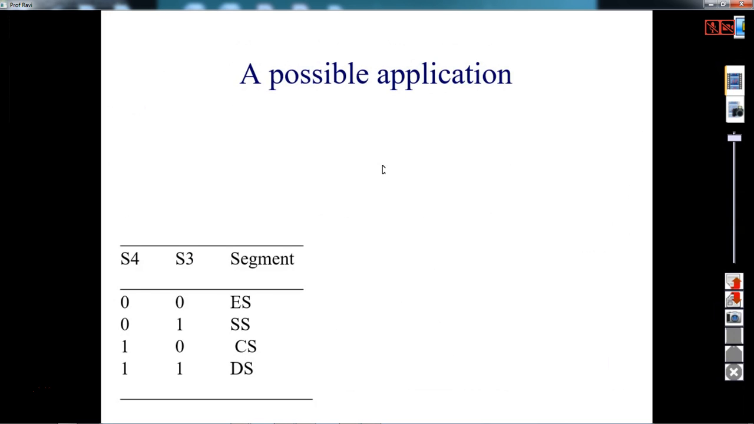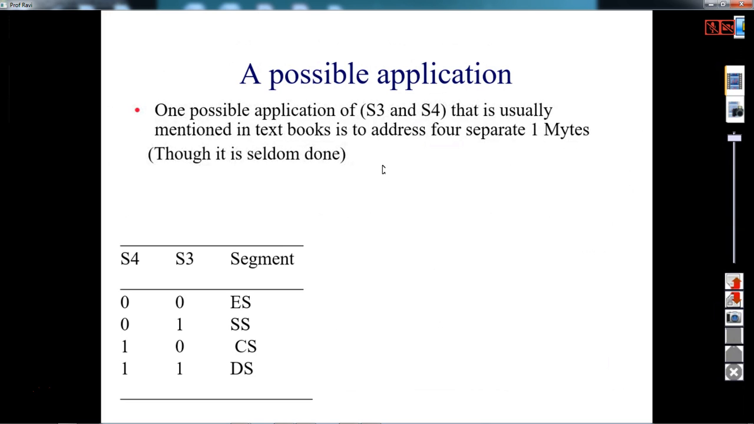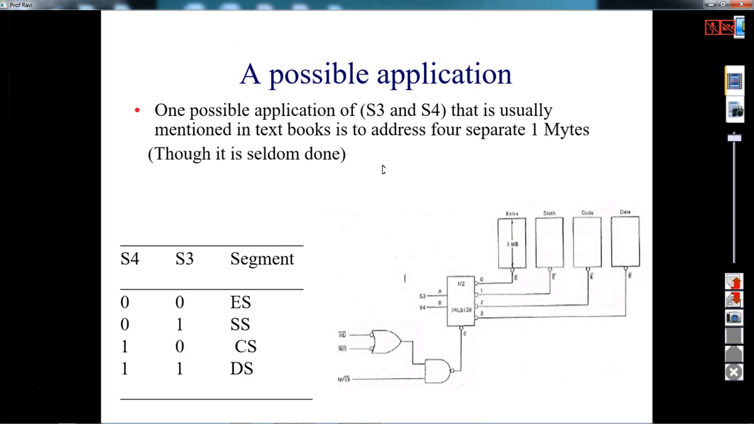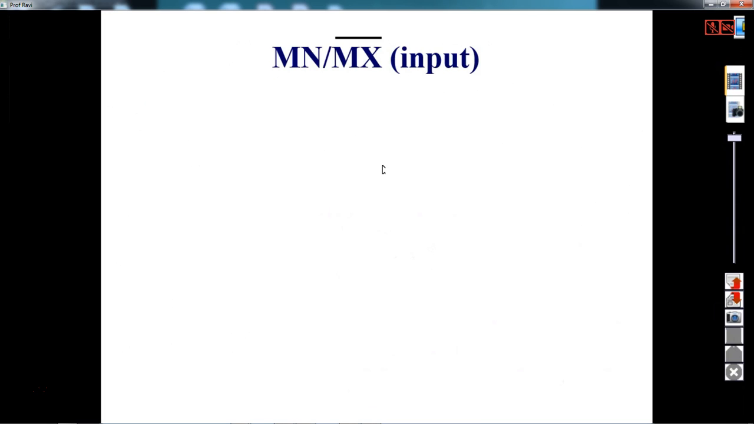So for S3 and S4, if they are 0, 0, then it is extra segment; 0, 1 is stack segment; 1, 0 is code segment; and 1, 1 is data segment. One possible application of S3 and S4 that is usually mentioned is the address for 1 megabyte. I'll try to cover it later.